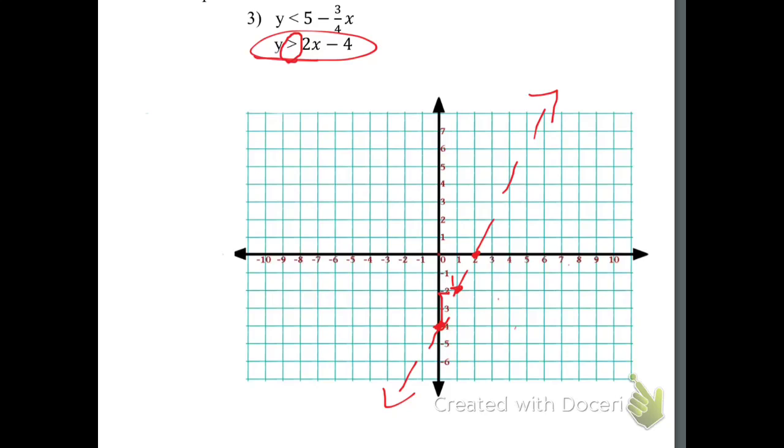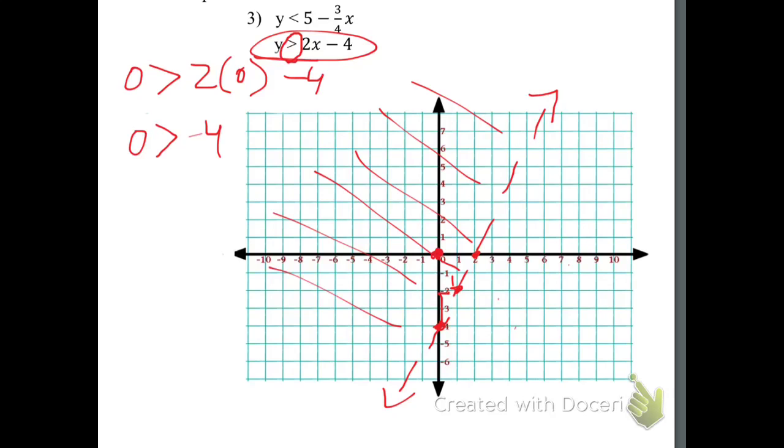Now we need to decide which side gets shaded, down here or on this side. One of the two sides gets shaded. If you're not sure, you pick a point. I'm going to pick the point 0, 0 again. And you just plug it in. y is 0. x is 0. 2 times 0 is 0. So is 0 greater than negative 4? That is true. And so we're going to shade the side that has that point 0, 0, which is this way. So shade that direction. And that one is all done.